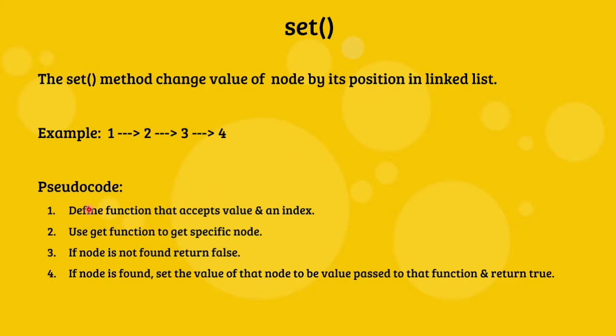And what will be the pseudocode for that? So yes, we will define a function that accepts value and an index. And once we are ready with our value and an index, we will use get function to get specified node. If suppose our node is not found, at that time we will return false. But if node is found, we will set the value of that node to be the value passed to that function and then return true. It's a very easy thing. Let's implement this pseudocode in our Visual Studio.